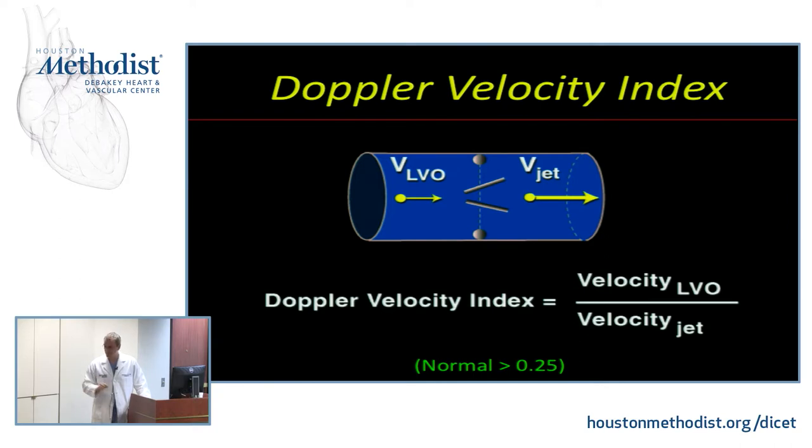In fact, 0.25 is very specific for dysfunction. Some would argue it really should be 0.3 for dysfunction. Most of the TAVR valves, we're expecting normals around 0.5. So you really only have a 50% step up in velocity from LVOT to aorta across the TAVR valve.